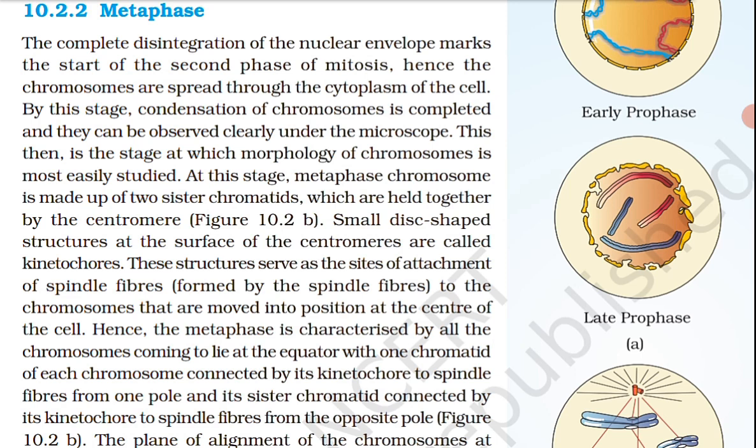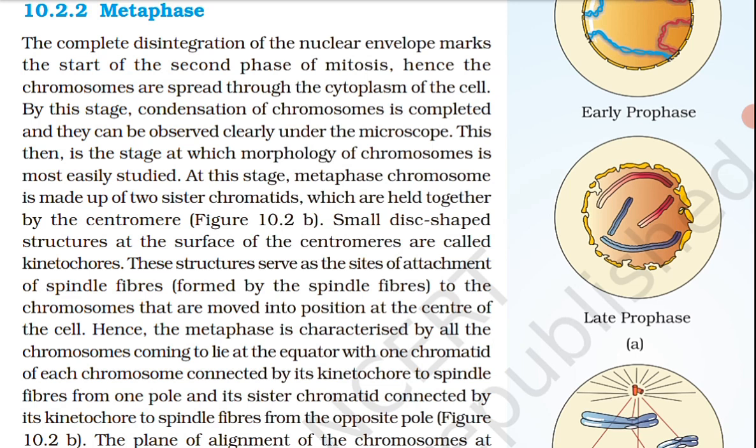Thus, anaphase stage is characterized by the following key events: centromeres split and chromatids separate. Chromatids move to opposite poles.